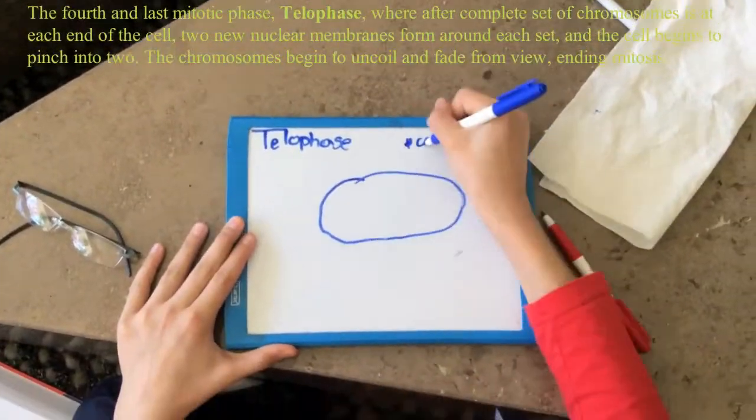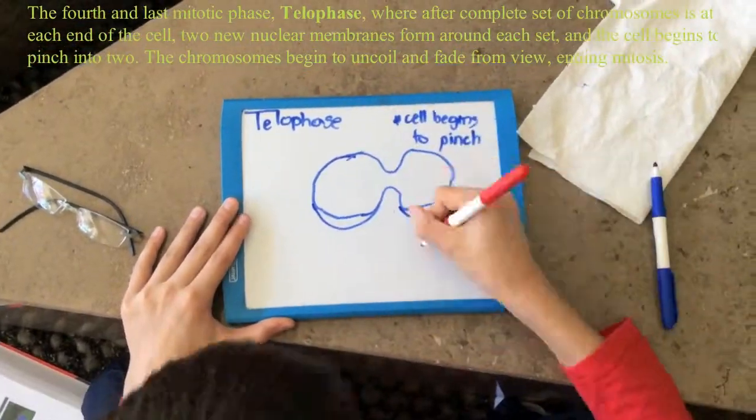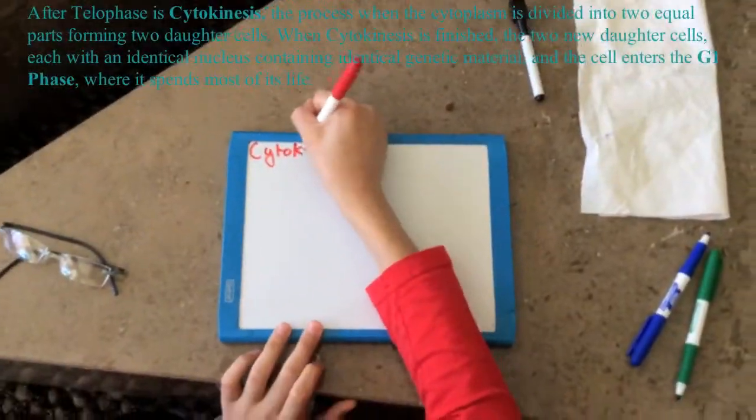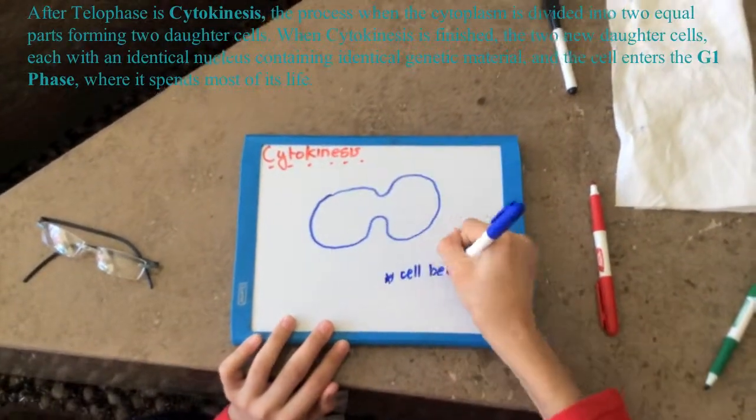The fourth and last meiotic phase is telophase, where after the complete set of chromosomes is at the end of each cell, two nuclear membranes form around each set, and the cell begins to pinch into two. The chromosomes begin to unfold and fade from view, ending mitosis. After telophase is cytokinesis, the process when the cytoplasm is divided into two equal parts, forming two daughter cells.